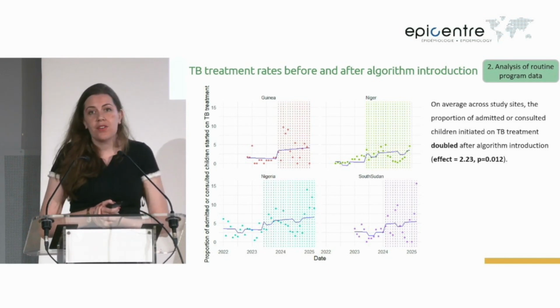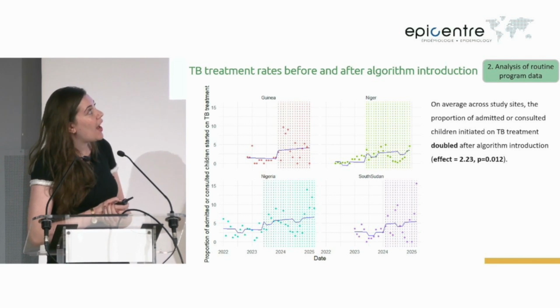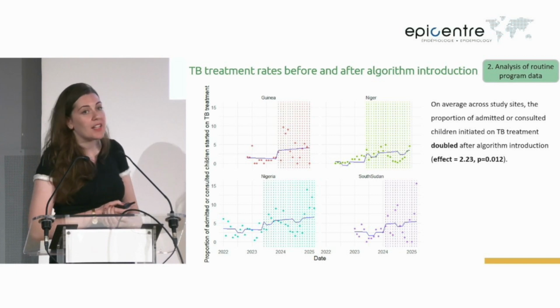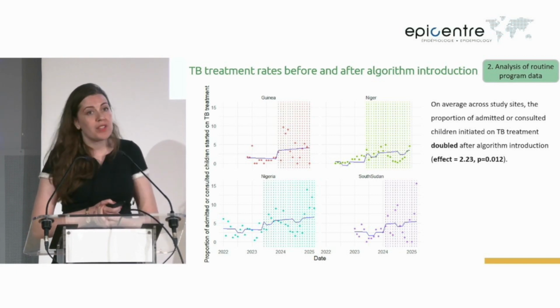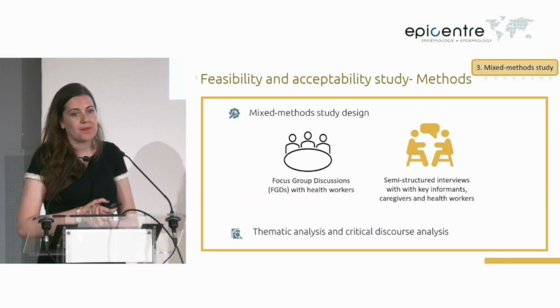And the model results also further reinforce this trend, as we found that on average across the study sites, the proportion of admitted or consulted children initiated on TB treatment more than doubled after the algorithms were introduced, with an effect size of 2.23, and this was statistically significant.